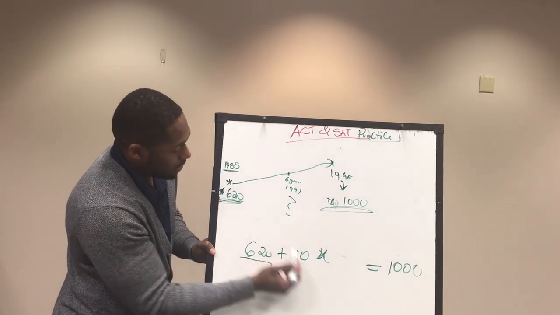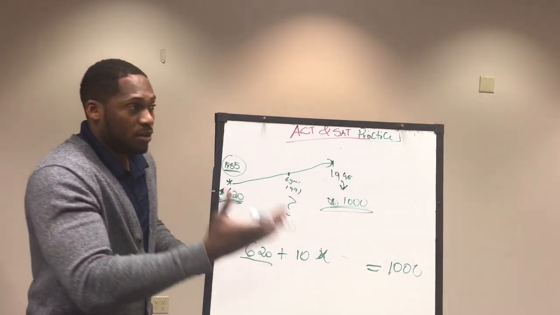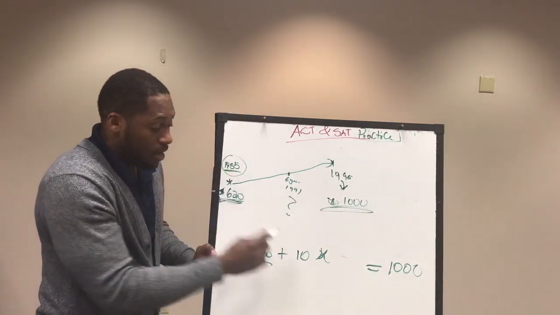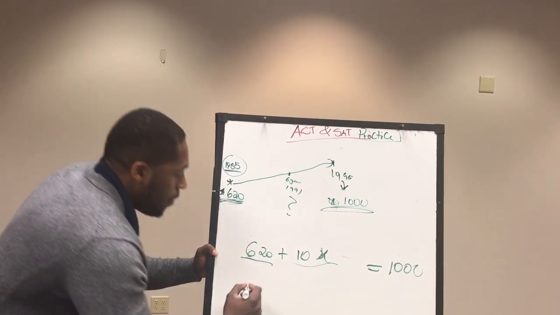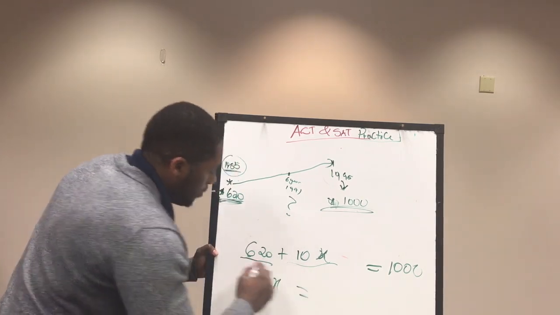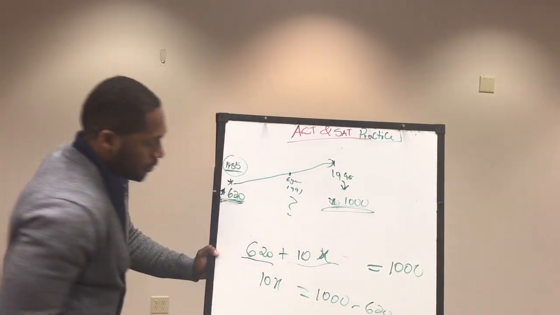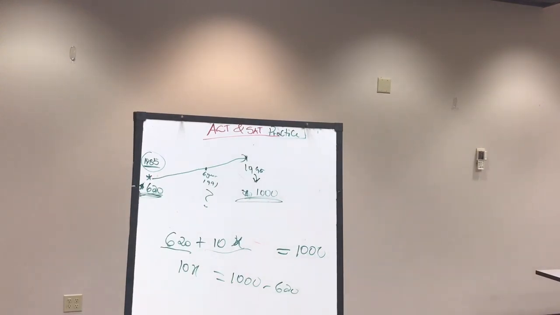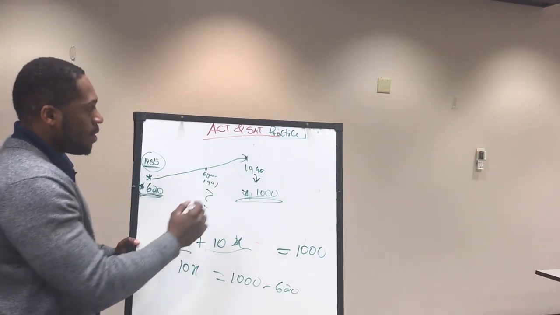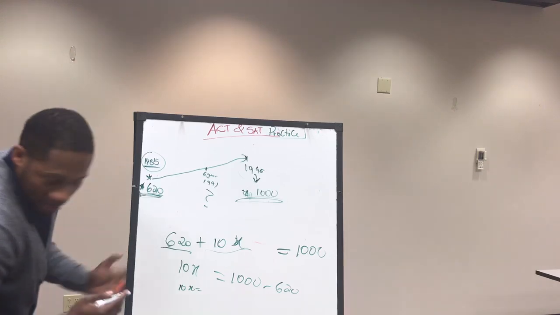The reason why we put 10 is because between 1985 and 1995, that's how many years elapsed. If they gave us that information for 1986, we would say 1x. So 620 plus 10x is equal to 1,000. What we're doing here, we're gonna move 620 to the other side, so we change sign. Let's see if you can still see on the board here. Not really. All right, so we can say 10x is equal to 1,000 minus 620.